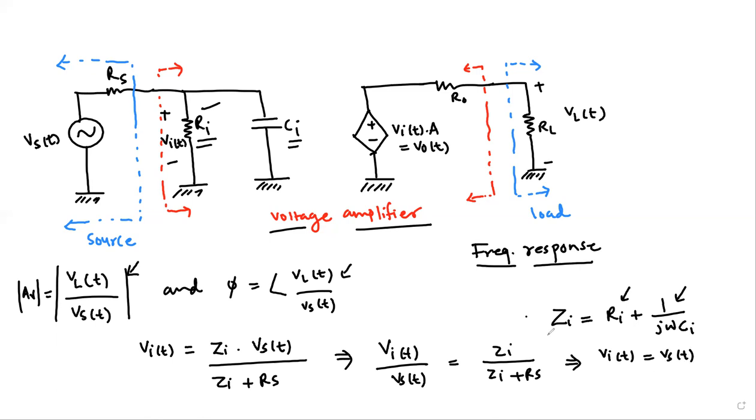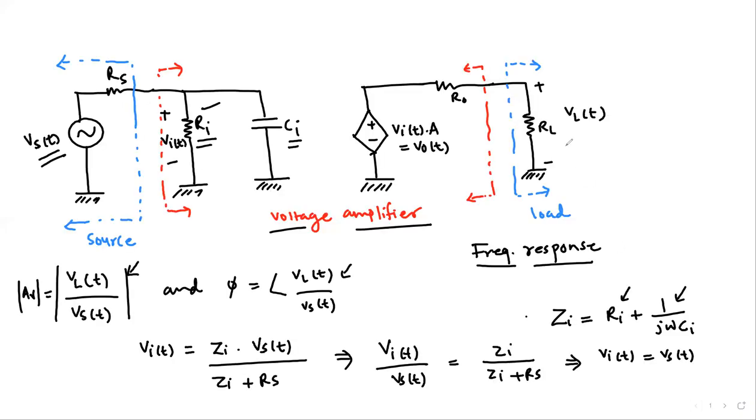So what does that mean? The whole source voltage gets applied to the amplifier input, which is Vi of t, if the source resistance Rs is 0. Okay, and similarly, we can write the expression for the output voltage across RL. This is a simple voltage division rule here.